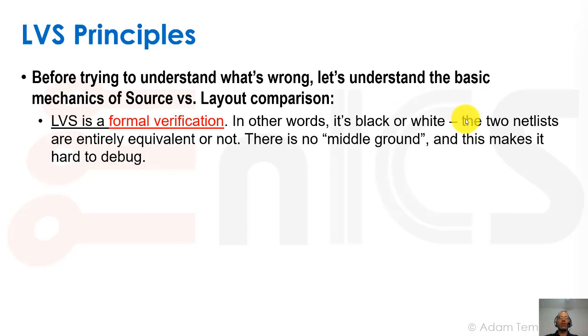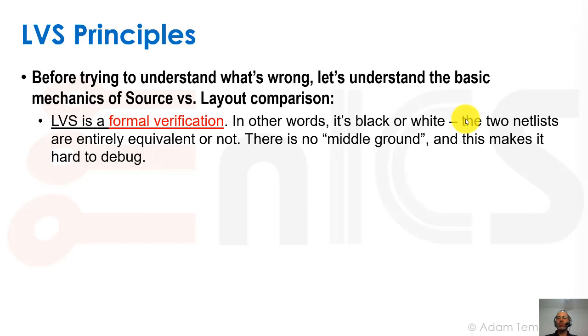First of all, LVS is a type of a formal verification. In other words, it's black or white. The 2 netlists are either equivalent or they're not equivalent. There's no middle ground. This makes it really hard to debug. In other words, if the source and layout netlists are the same, everything is good. We're going to get a nice smiley face at the end of the thing.